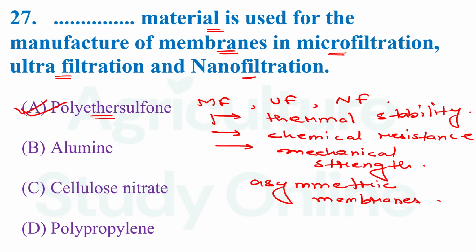So correct option is A. Whereas alumina, it is a ceramic material, so it cannot be used. Cellulose nitrate was used earlier. And polypropylene is used in some filters as cartridges or something, but not in microfilters, ultrafilters, and nanofiltrations.